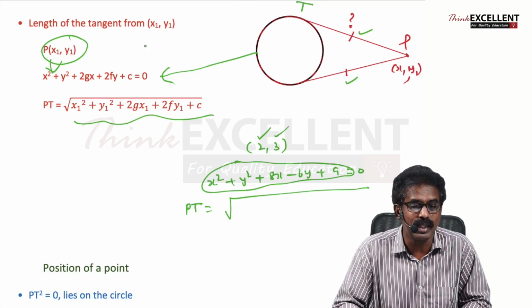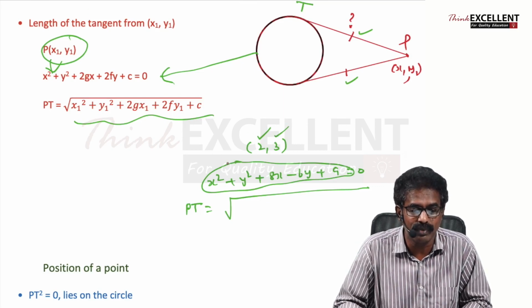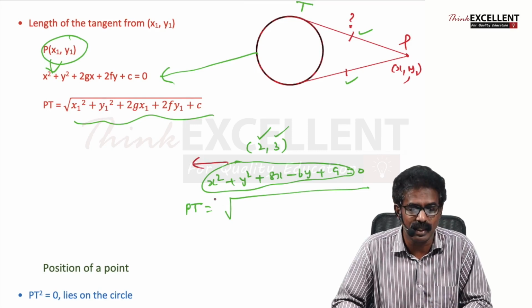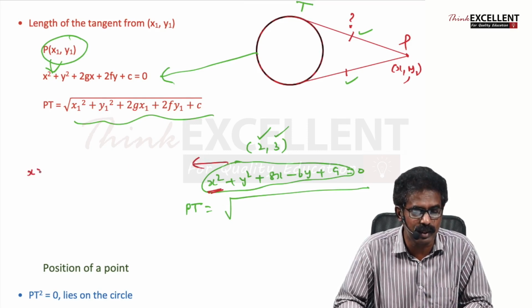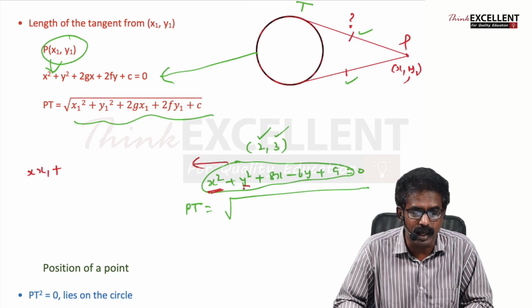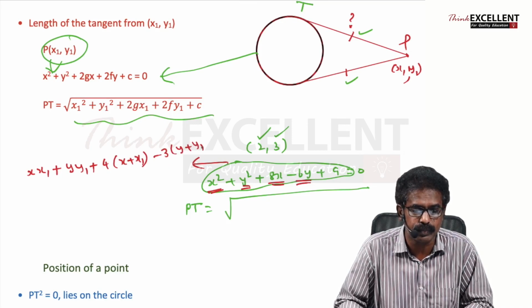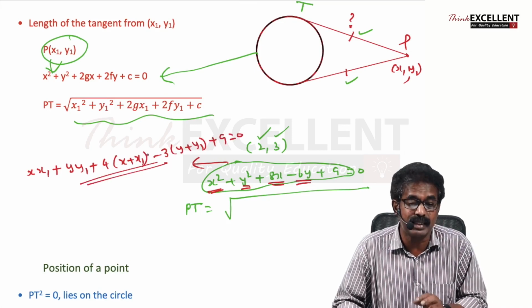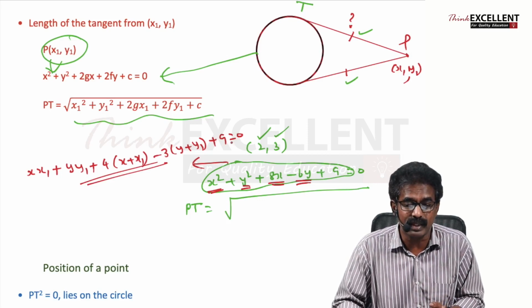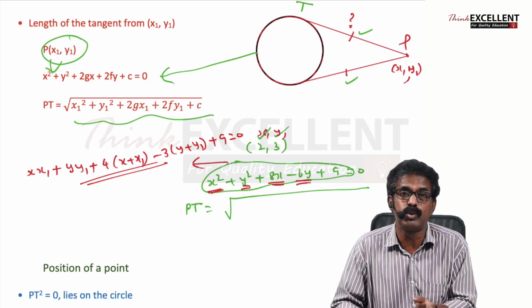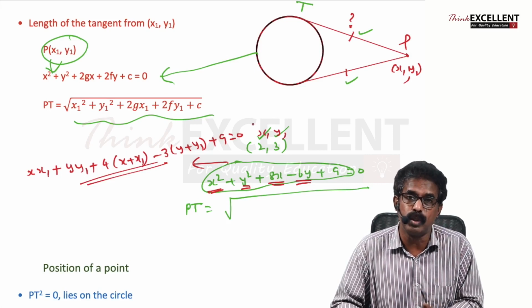For the same question, can you tell me how to find equation of tangent? Equation of tangent. See, x square, you write it as xx1, plus y square, yy1, plus 8x, 4 into x plus x1, minus 6y, minus 3 into y plus y1, plus 9 equal to 0. This is equation of tangent at x1, y1. Instead of x1, y1, they give some point. If they give 2 and 3, instead of x1, you put 2 and y1, you put 3.